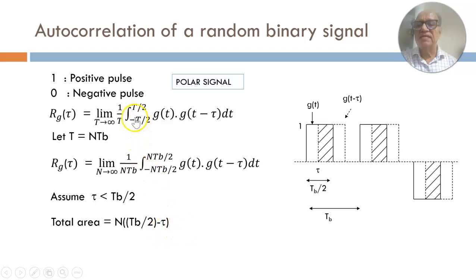So calculating this integral is essentially calculating the total area and dividing it by the total time. So divide this by N Tb. When you divide this by N Tb, what you get is 1 by 2 minus tau by Tb. That is your Rg(tau). So as you can see, this is a linear relationship between Rg and tau.